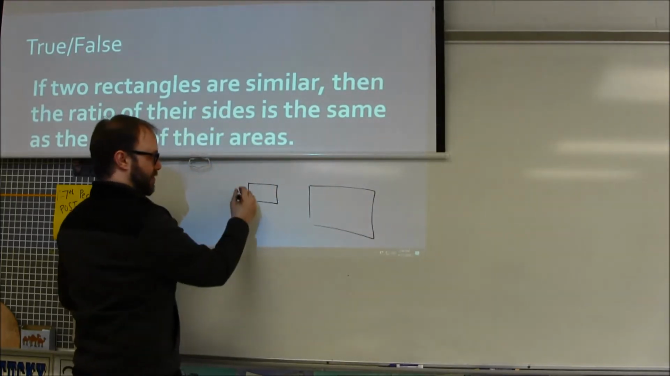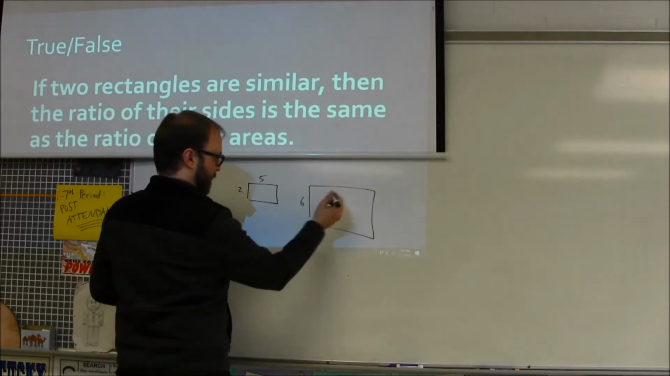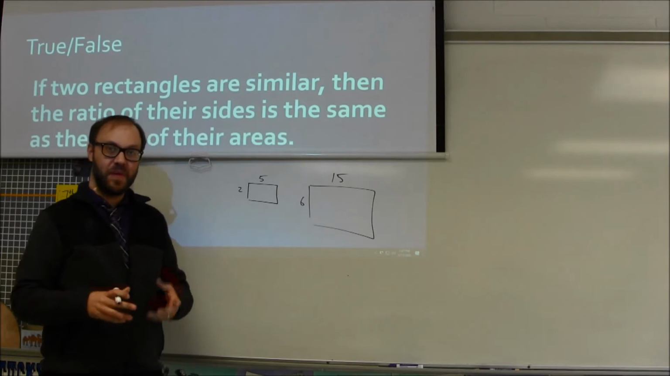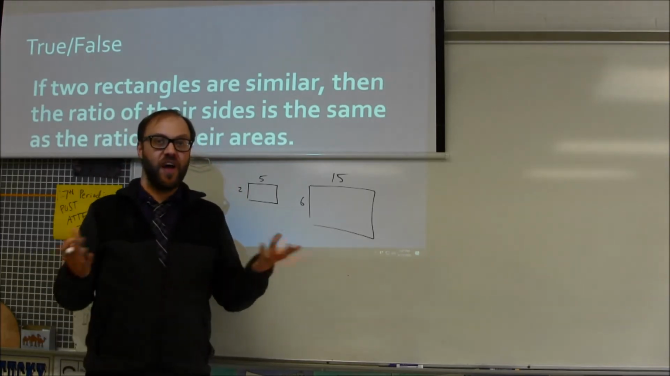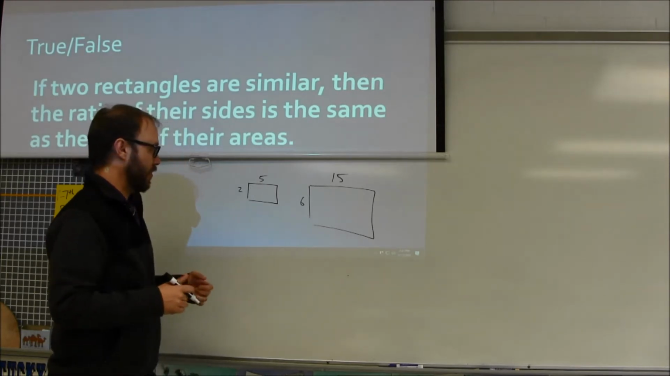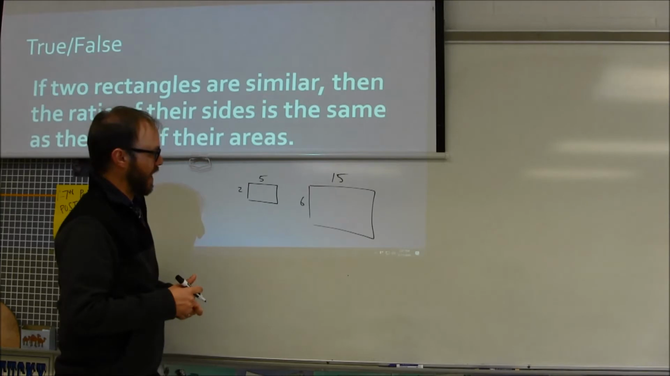So maybe if I have side lengths of 2 and 5, maybe I could triple the side lengths and make that 6 and 15. Something like that, okay? So make an actual example. And let's just try it and see if it works. If it doesn't work, we know it's false, and we've got our counterexample. If it does work, we probably need to delve a little bit more deeply into it and see what's happening.